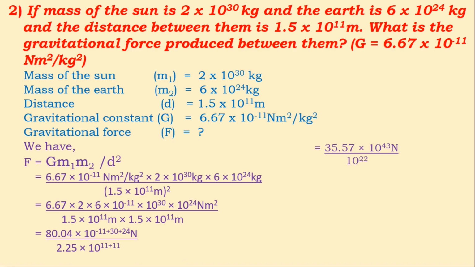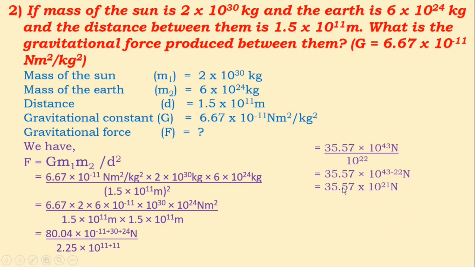Now next, 35.57 into 10 to the power 43, and 10 to the power 22 is positive in the denominator. If it is taken to the numerator, it becomes negative, and same base 10, so 43 minus 22 becomes what? 35.57 into 10 to the power 21 Newton.